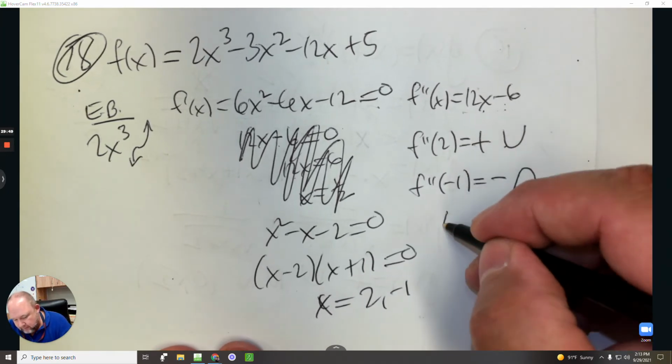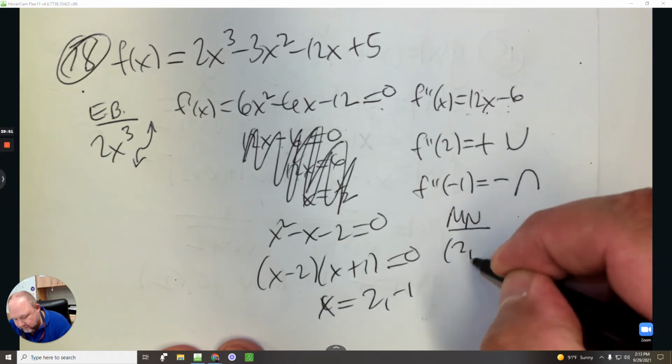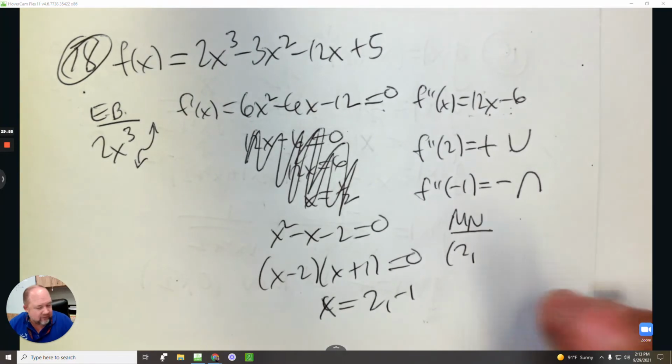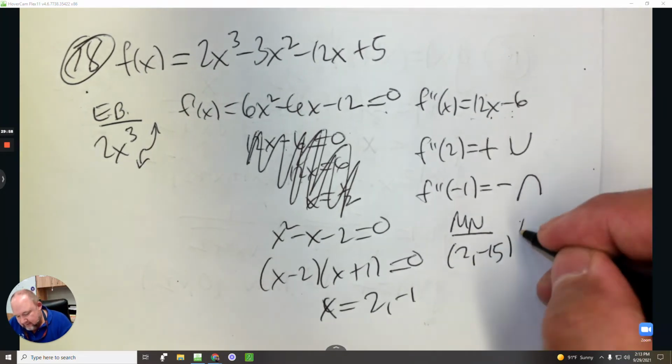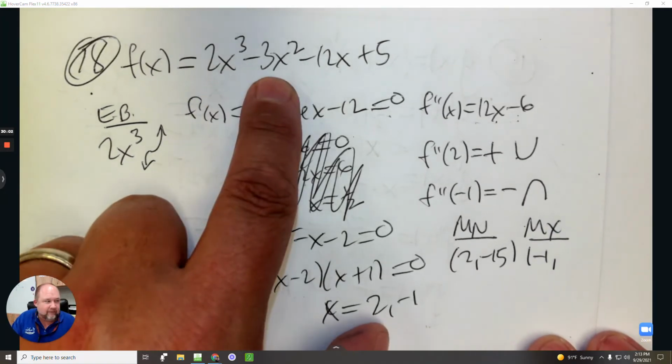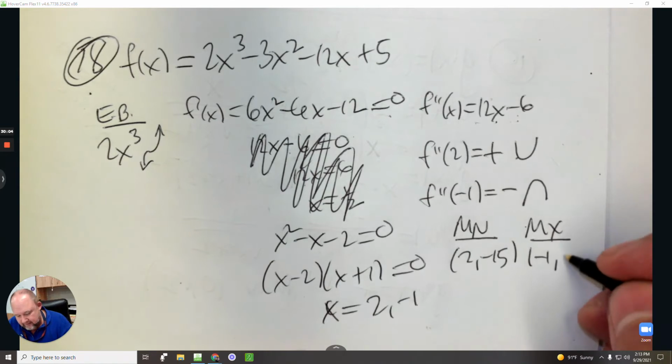So we know we have a minimum at 2, and then you'd plug it into the function, and 2 gives you the answer negative 15. And we have a maximum at negative 1. Plug that into the function, and negative 1 gives you the answer 12.